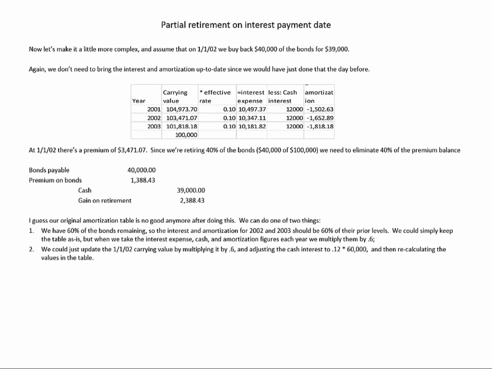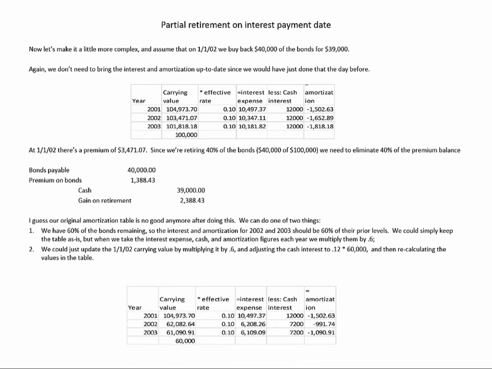Alternatively, we could go ahead and update our table and say, look, at January 1st, 2002, there was a carrying value of $103,471.07. We got rid of 40% of that. So the new carrying value is only 60% of that, and we basically recast our amortization table. If you look at the amortization table that just popped up, the 2002 carrying value has been dropped to $62,082. That's 60% of the value in the previous amortization table.